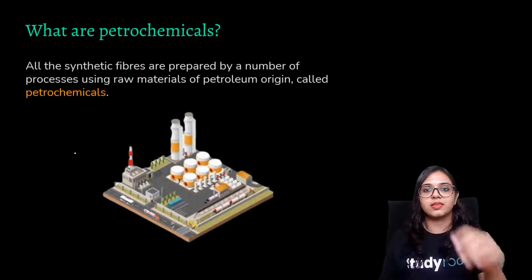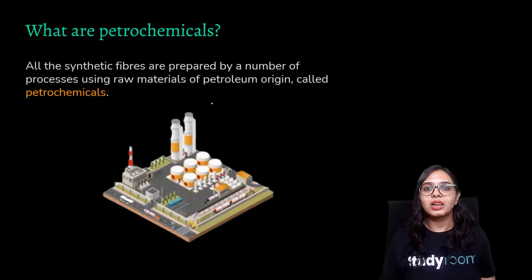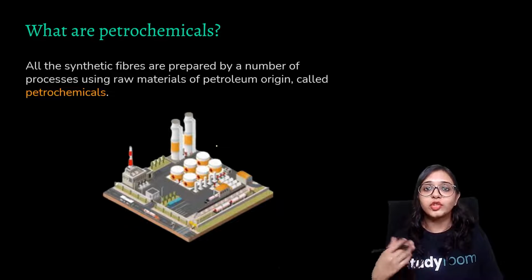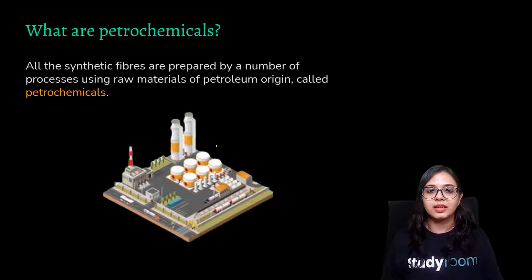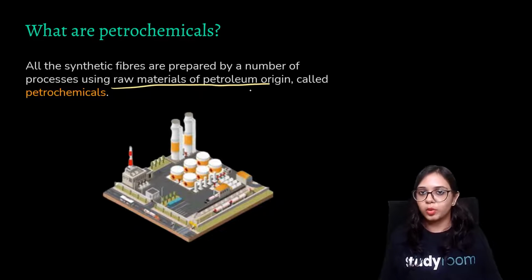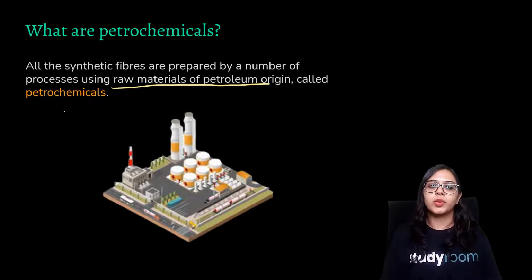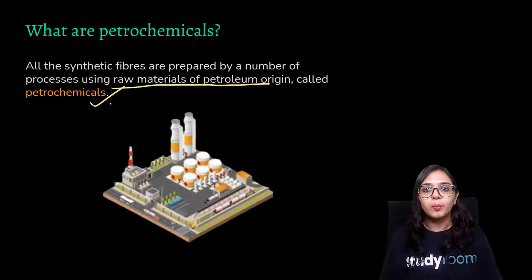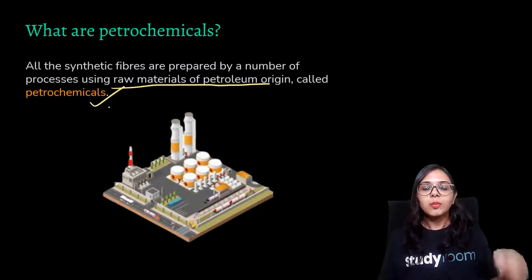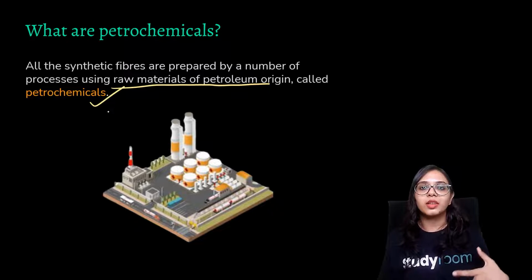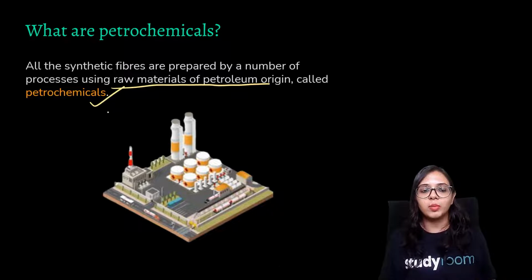What are petrochemicals? Now we know that synthetic fibers, artificial fibers, are artificially synthesized in factories, right? We do not get them in nature. How are they synthesized? They are prepared by a number of processes using raw materials of petroleum origin, and these raw materials of petroleum origin are called petrochemicals. So the materials that are used to make these synthetic fibers are known as petrochemicals.